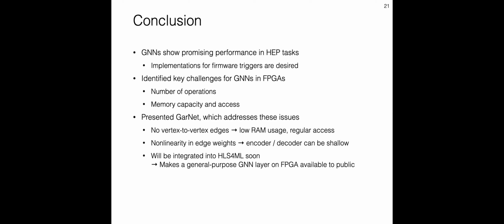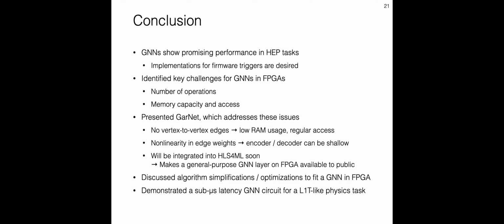And this will be integrated into hls4ml very soon. So that means there's a general purpose graph neural network layer on FPGA that's available to the public readily. I also discussed algorithm simplifications and optimizations to fit a GNN in an FPGA. And finally, we demonstrated a sub-microsecond latency GNN circuit for a level 1 trigger-like physics task. That's all. Thank you.